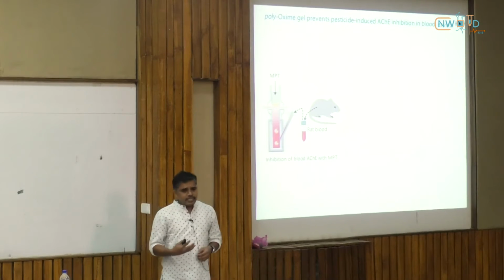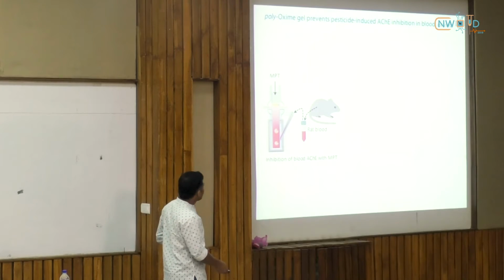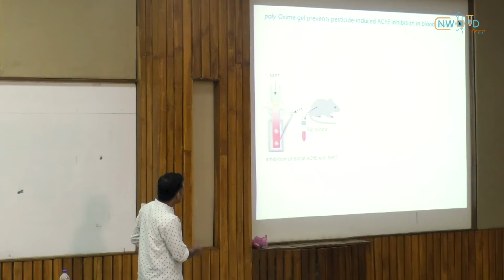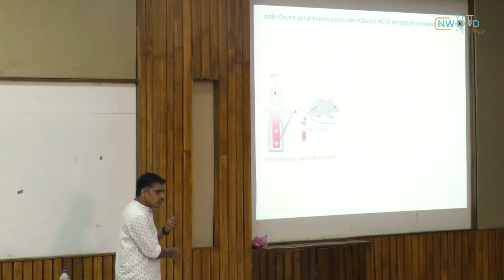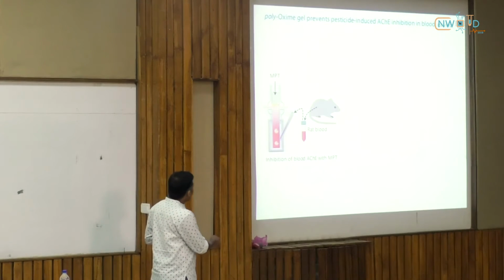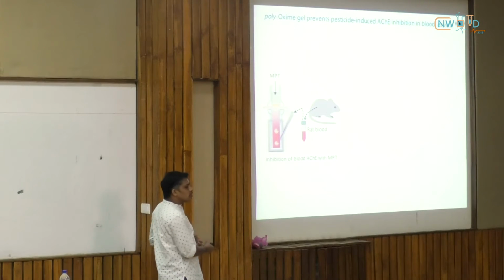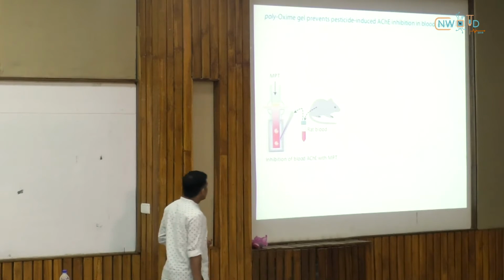Once we have that, we went and tested their ability to prevent the pesticide-induced acetylcholinesterase inhibition by using this transdermal diffusion experiment, where you have the donor and acceptor chambers separated by a thin membrane, and you keep your rat blood here, which contains your AChE enzyme, and expose it to the pesticide from the top chamber. And on the membrane you can either directly expose, or you can keep your active gel or the sham gels.